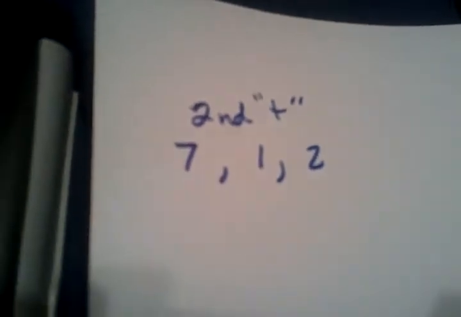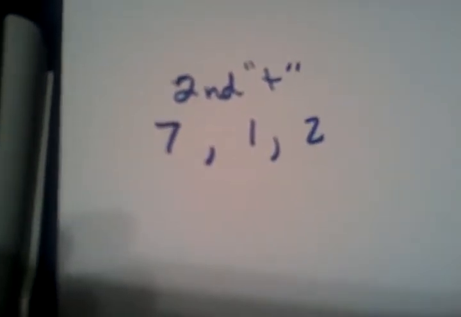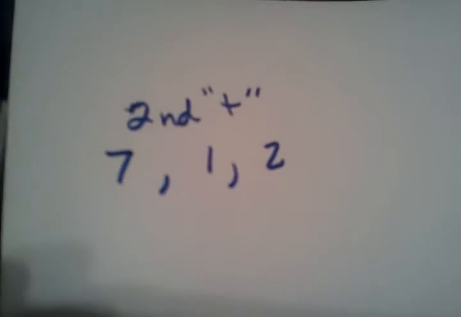So to clear the calculator, we're going to press second. We're going to press the plus sign. We're going to press the number 7, the number 1, and the number 2. So again, that's second, the plus sign key, 7, 1, and 2. And what this does is clear your calculator out.